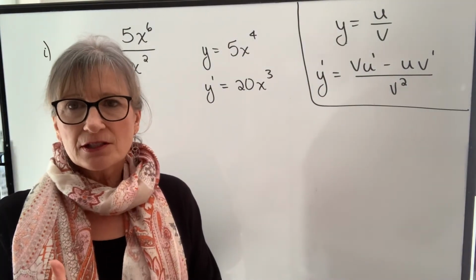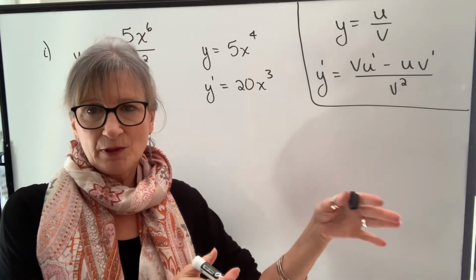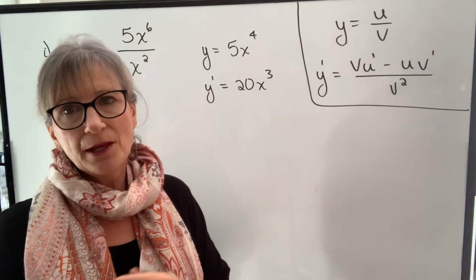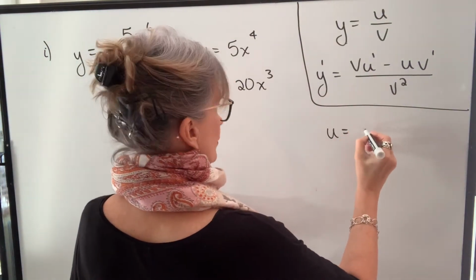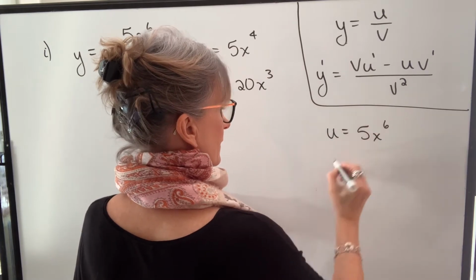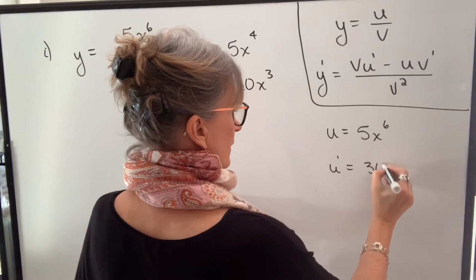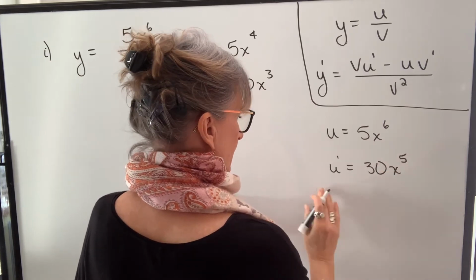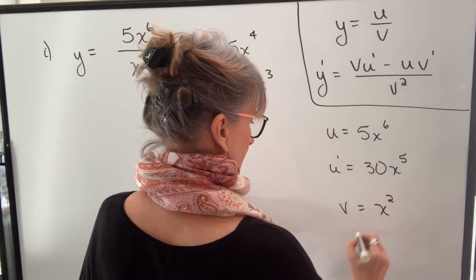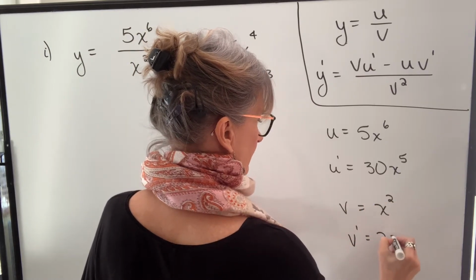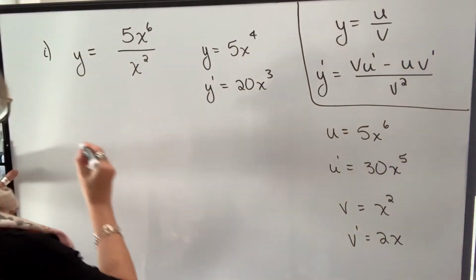Again, I would suggest that you identify the u and the v and find u prime and v prime, maybe in the margin of your page, and then plug into your formula. So u is always going to be the numerator, which is 5x to the 6th. So u prime will be the derivative of this, which will be 30x to the 5th. v is the denominator, which is x squared. The derivative of that will be 2x. So let's plug those values into our formula.